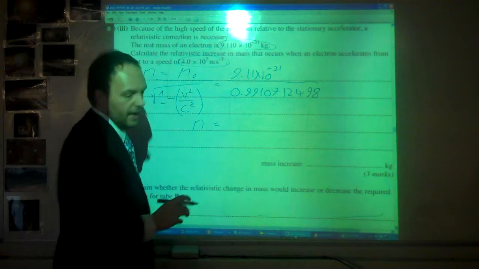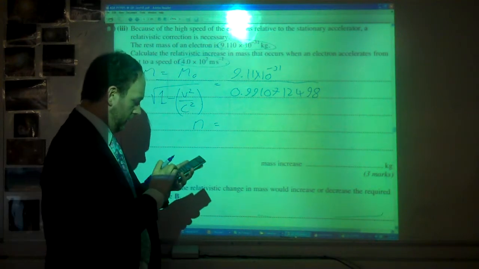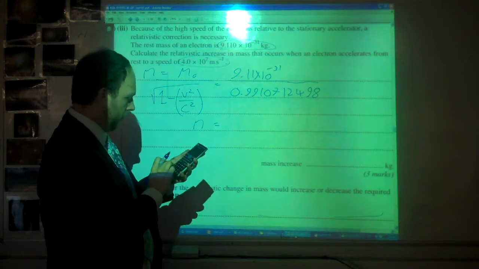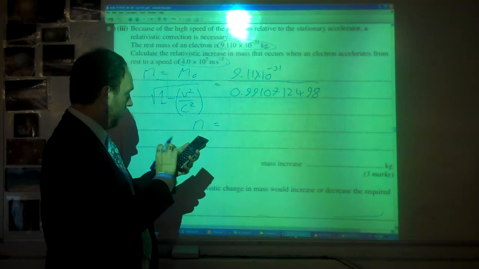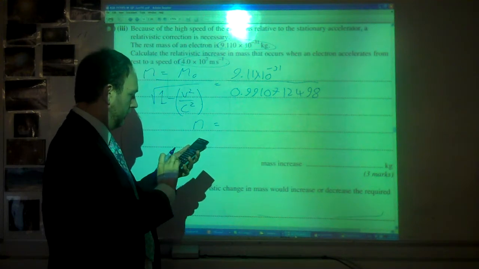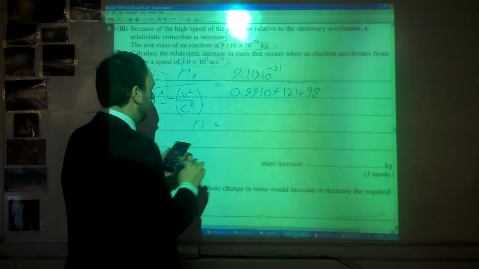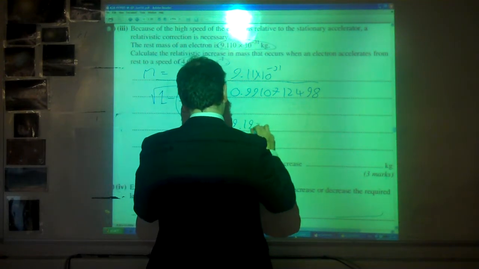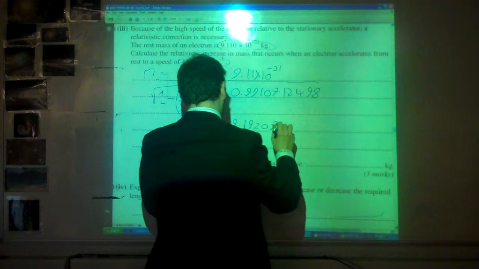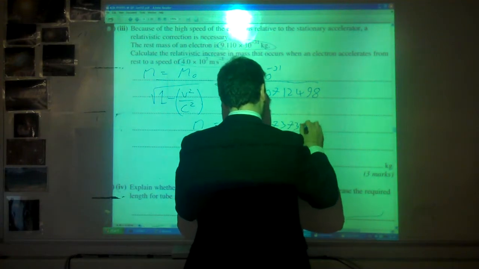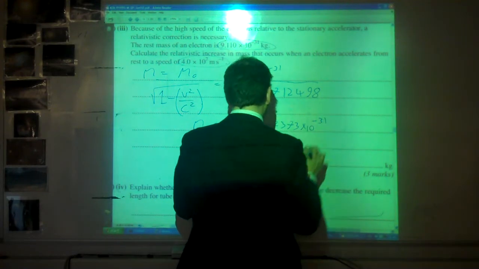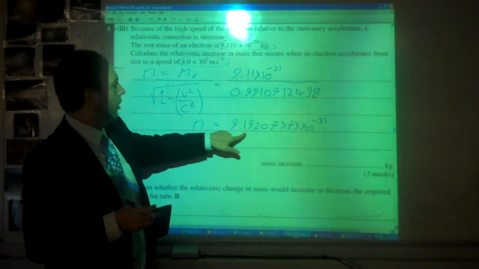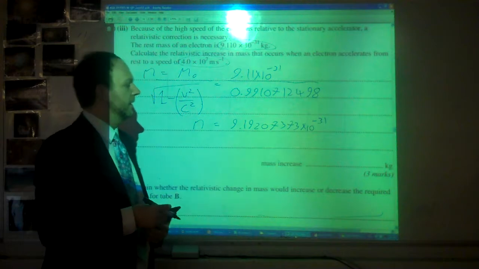So let's figure out our relativistic mass. So we've got 9.11 divided by 0.9910712498. So our relativistic mass, and it's a tiny increase. We've gone from 9.11 to 9.19 times 10 to the minus 31.